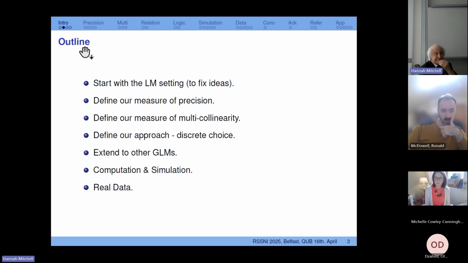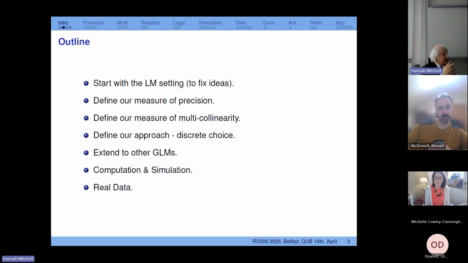So the outline is we're going to start with the GLM setting. You're all familiar with that. So this will be easy, and it will be a nice lead in, because I'd like you to go away today with a firm idea on how you would do this in practice. It's not going to be rocket science, and you'll go away with something that you can do, I hope.